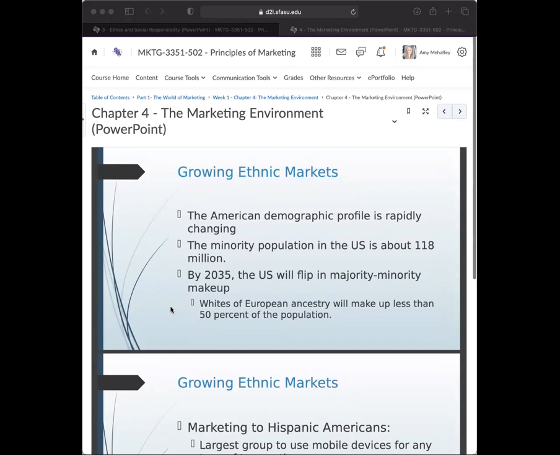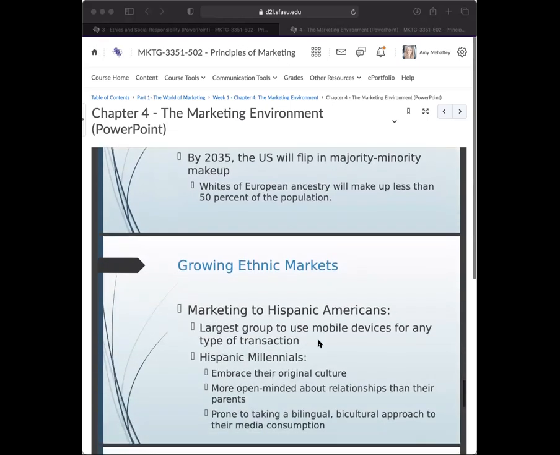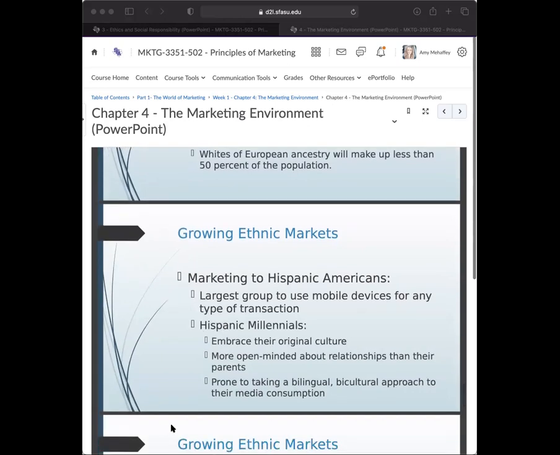We talk about ethnic markets, so I kind of touched on that a little bit, but the demographic profile of our country is changing. We see a lot of marketing that takes place to Hispanic Americans. This group is a group that, like Kohl's, the store Kohl's, the department store, they look to target Hispanic Americans because of their cultural values.